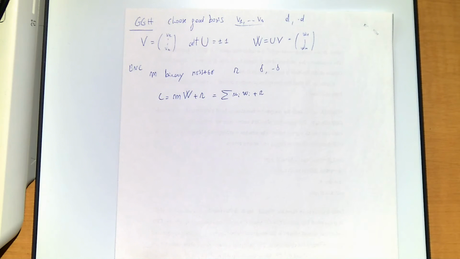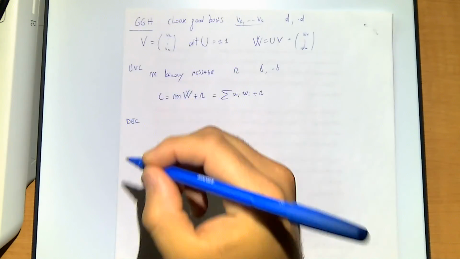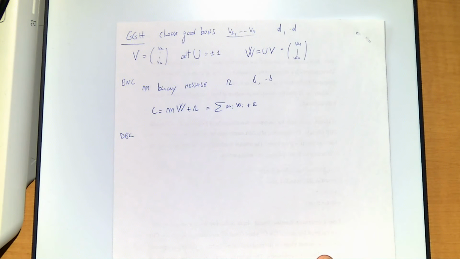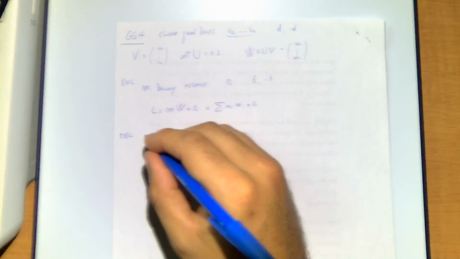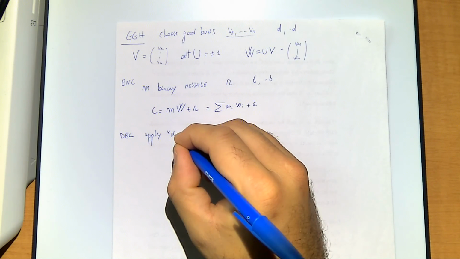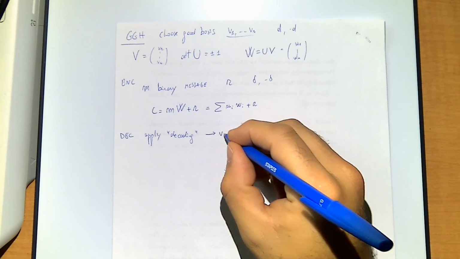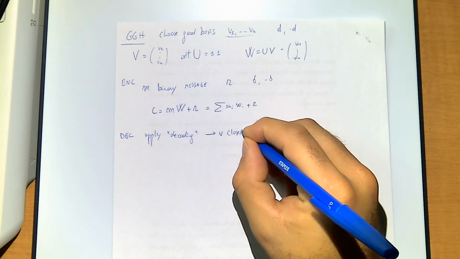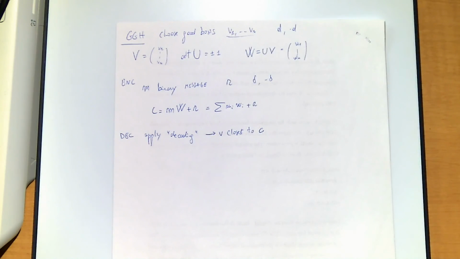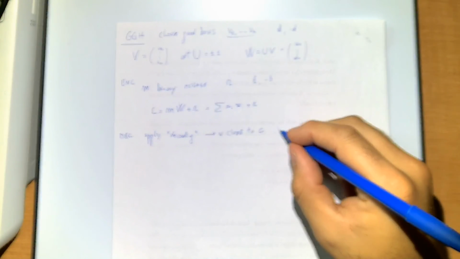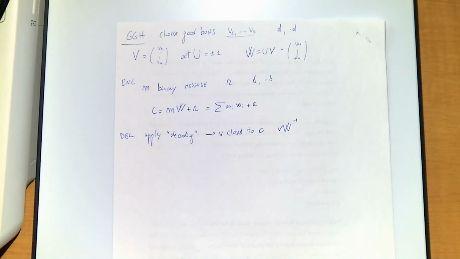In the decryption phase, you simply apply the decoding, for example Babai's algorithm, though there are more sophisticated ones, of course, and find the vector v that is closest to C. Then you just compute v times W inverse and recover m.